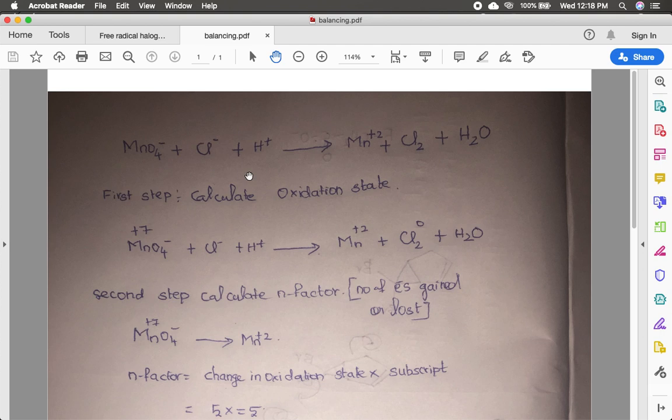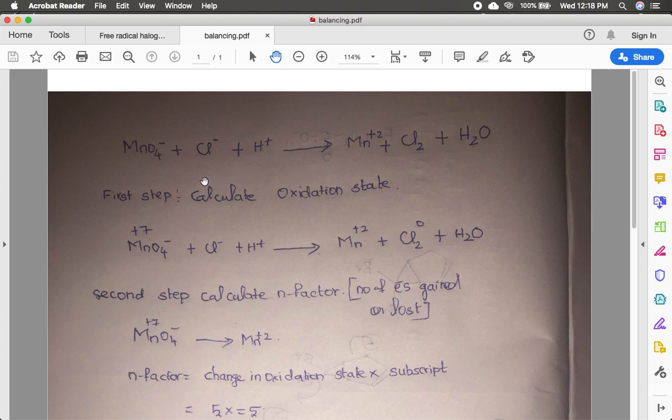What is the most challenging part in balancing the redox reaction? We are not only interested in balancing the atoms. We are supposed to balance the number of electrons as well. Let's do that. The first step is the calculation of the oxidation state.